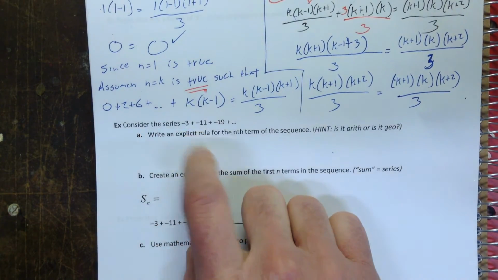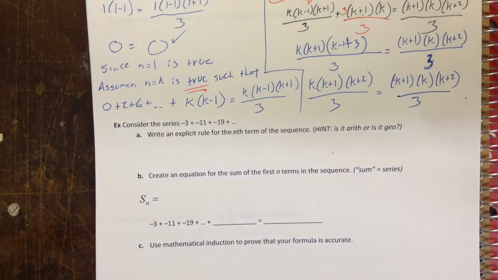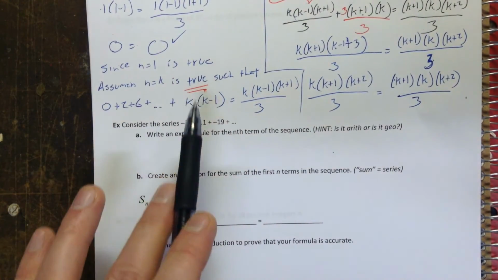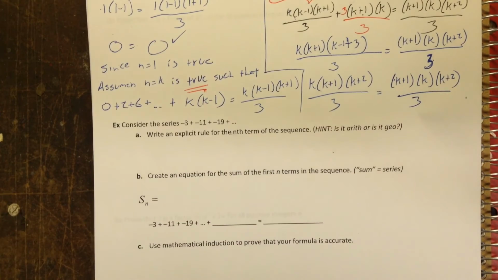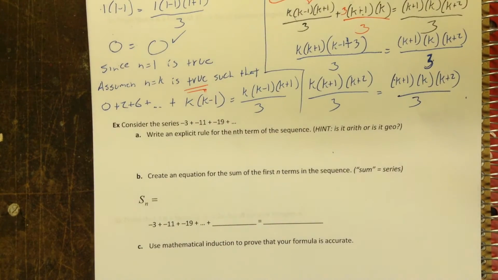It says, consider the series, and we have -3 plus -11 plus -19 plus ... Now I wrote this one in a little bit of a weird way. I did put pluses and the negatives on there, and I did that just so it looked a little bit more similar to what we're used to. I could have -3 minus 11 minus 19, but I wanted to remind you that it is addition, so we are doing addition problems.